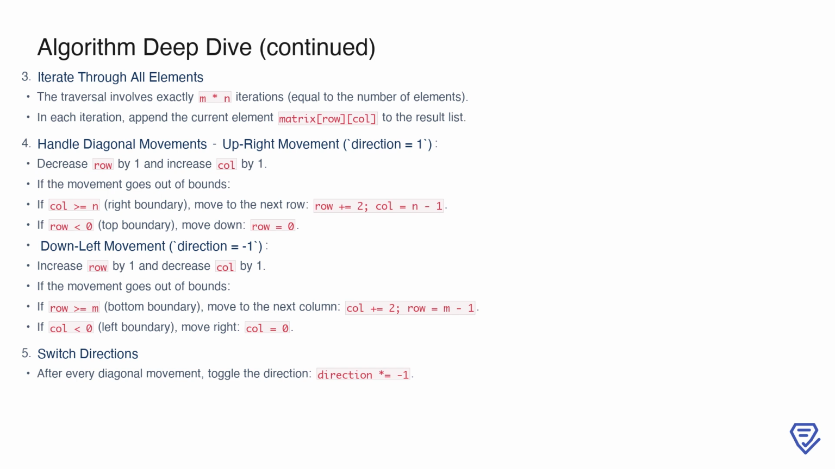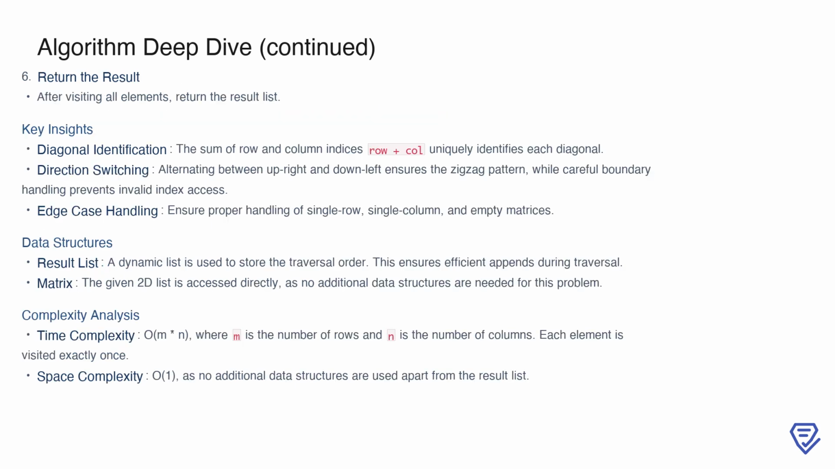After each diagonal movement, we toggle the direction flag by multiplying it by -1, ensuring that the zigzag pattern is maintained. Once all the elements have been visited, we simply return the result list, which now contains the elements in the required diagonal order. A key insight that helps with this traversal is recognizing that the sum of the row and column indices, row plus col, uniquely identifies each diagonal.